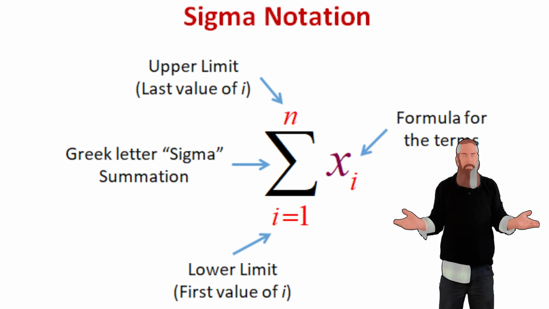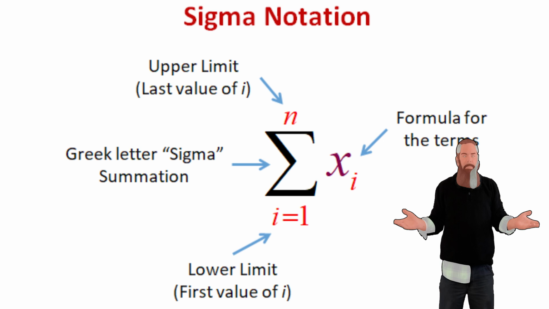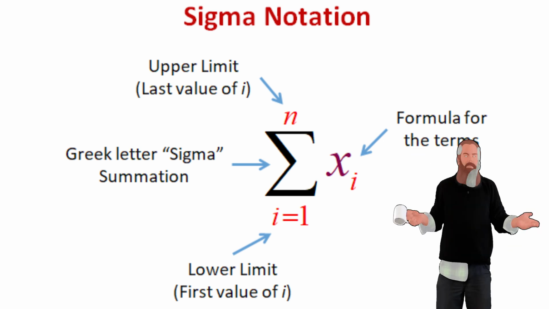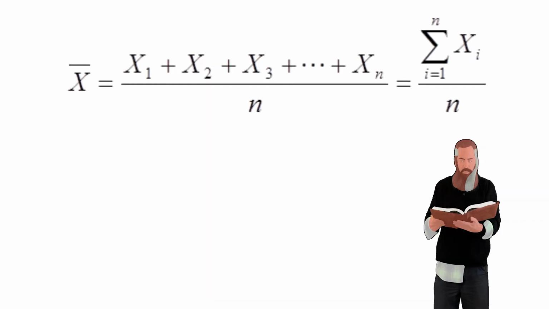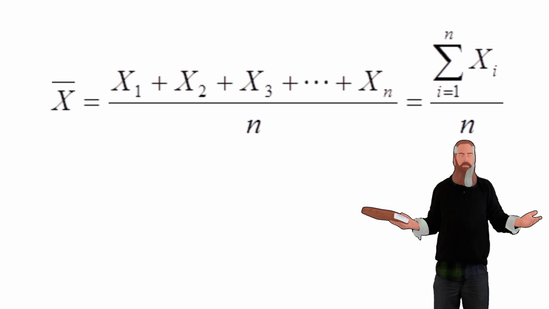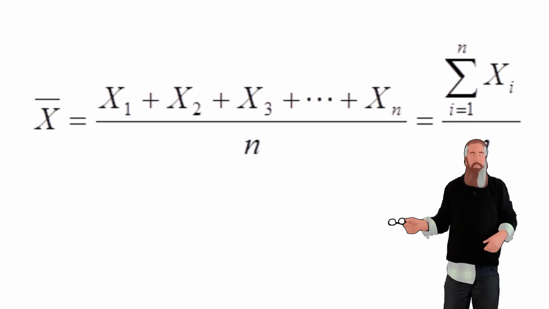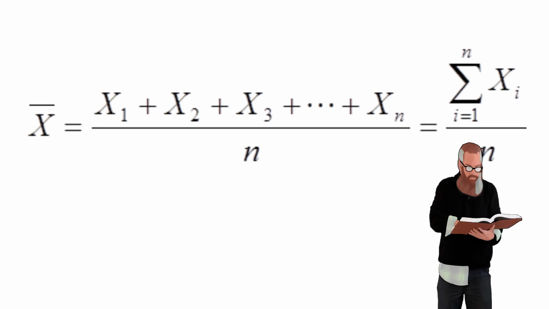There is a mathematical notation that indicates finding the sum. It is the Greek letter sigma and looks like this. The mean is often symbolized by an x with a line over it, which is read as x bar. The formula for the mean in compact symbolic form is x bar is equal to 1 over n times the sum from i equals 1 to n of x sub i.